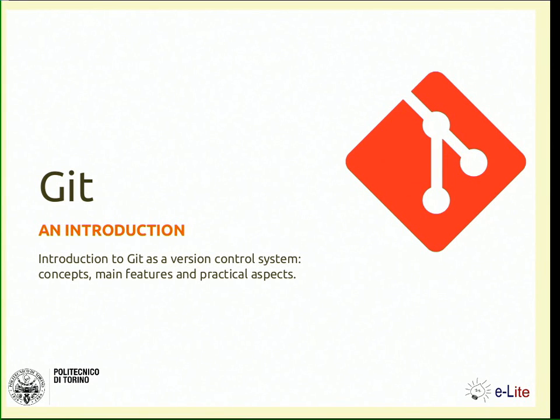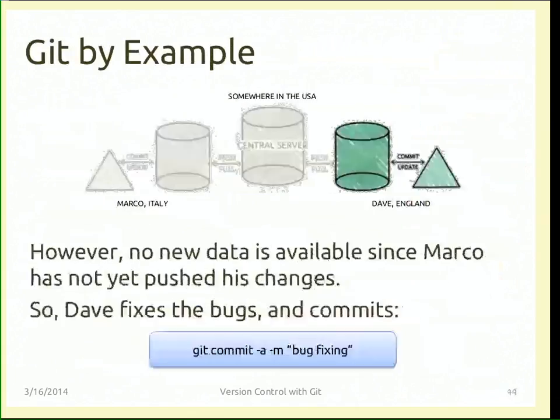We speak about Git. Git is a version control system, so I will introduce you a version control system. Let's start from the end. One moment. A little bit end.